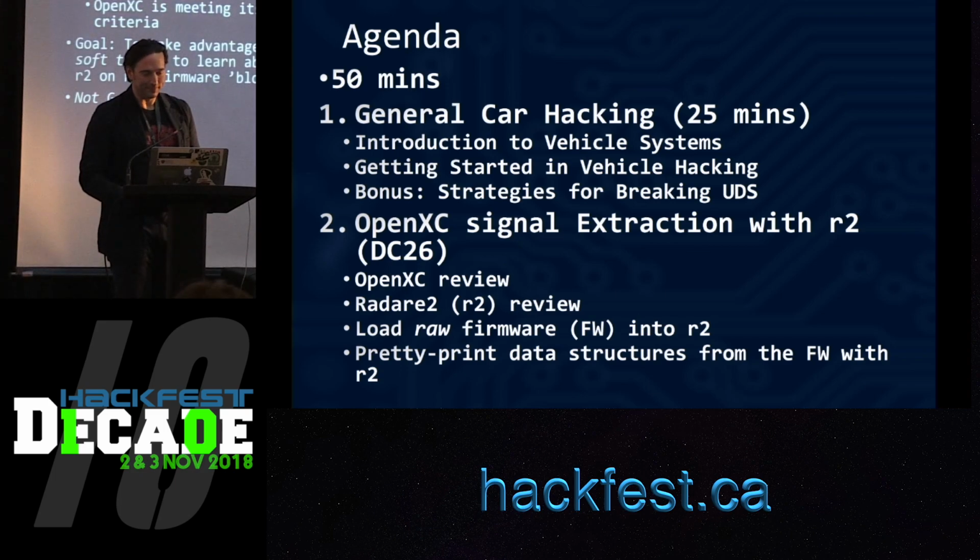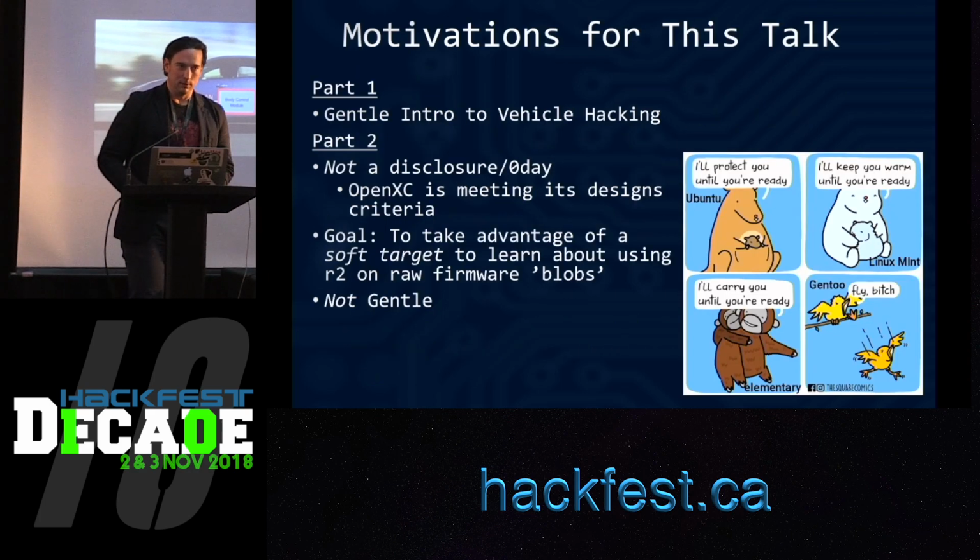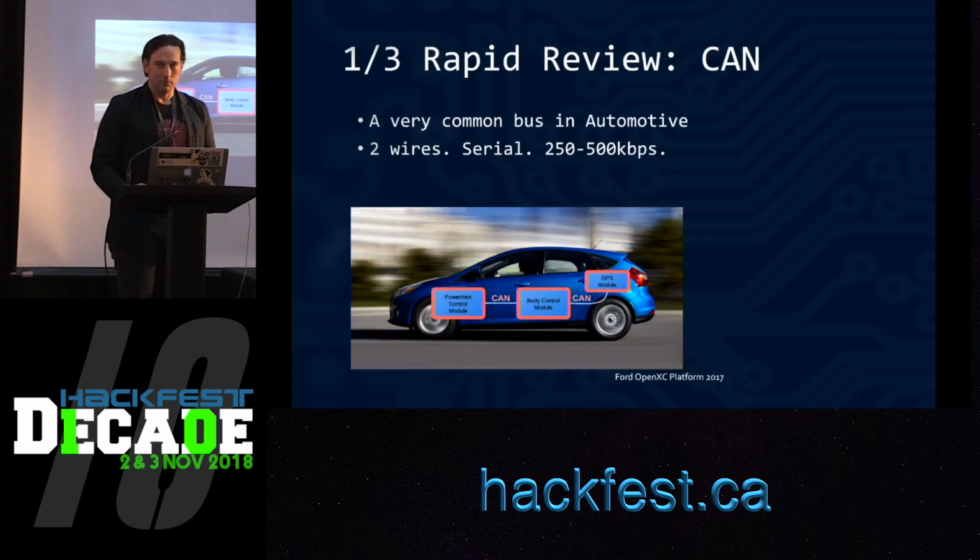Okay. There you go. That's what I was supposed to say at this slide. We're good. So first up is just vehicle buses. Now, there's a lot of different buses going around in vehicles these days, but still one of the most common is the CAN bus. This is controller area network. It's a pair of wires.